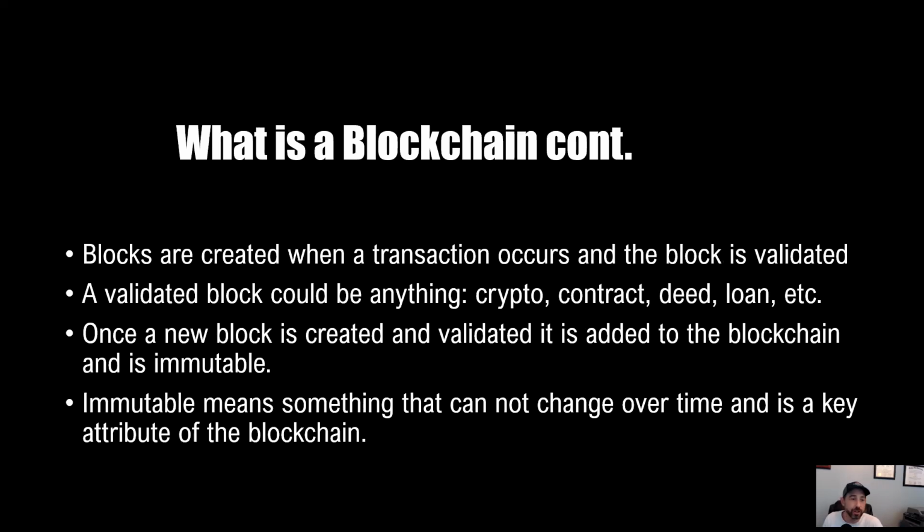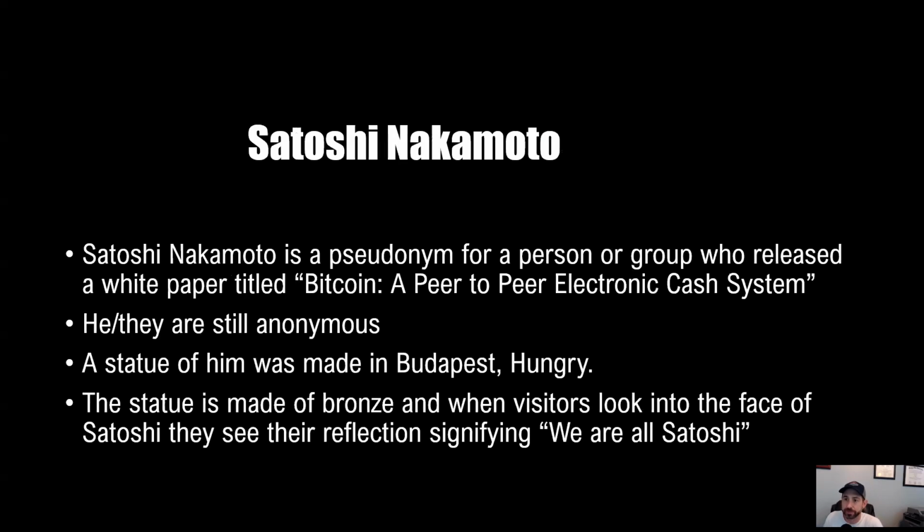Now, blocks are created when a transaction occurs and the block is validated. I'm going to go through the whole validation method a little further on. A validated block could be anything. It could be crypto, it could be a contract, it could be a deed, it could be a loan, it could be a message, just like in the prior example. It could be literally anything. Once a new block is created and validated, it is then added to the blockchain and is immutable, unchangeable. Immutable means something that cannot be changed over time, and is actually one of the key attributes of the blockchain.